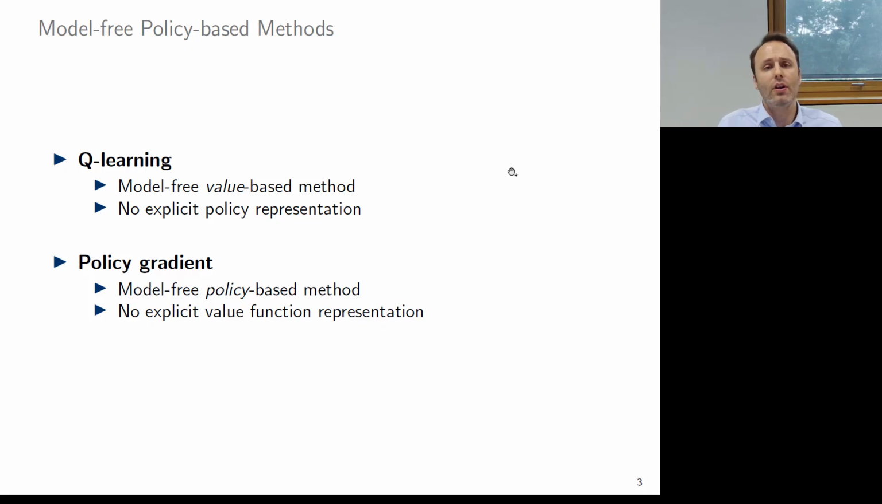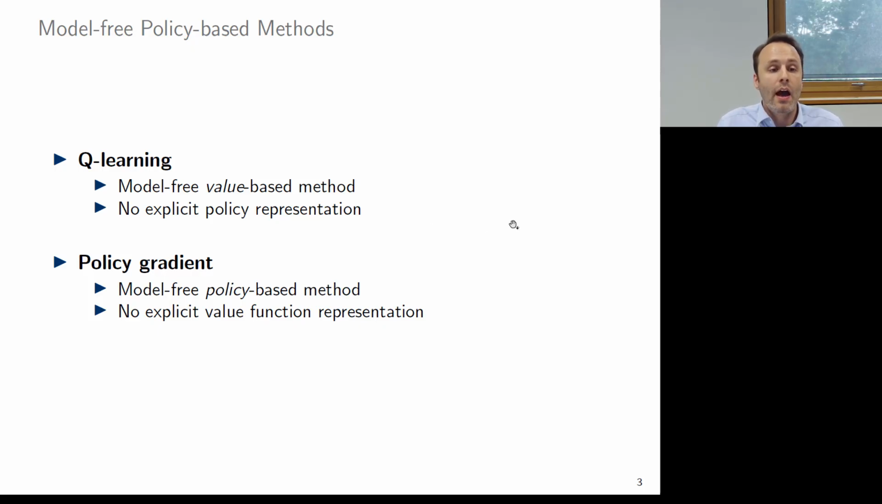Policy gradient methods, in contrast, do not work on the value function. In fact, there is no explicit representation of the value function, but they work on the policies directly, which makes sense because that's the goal, to find the optimal policy. They have in common that they're also model free, and of course in the background the value function is going to play a role.